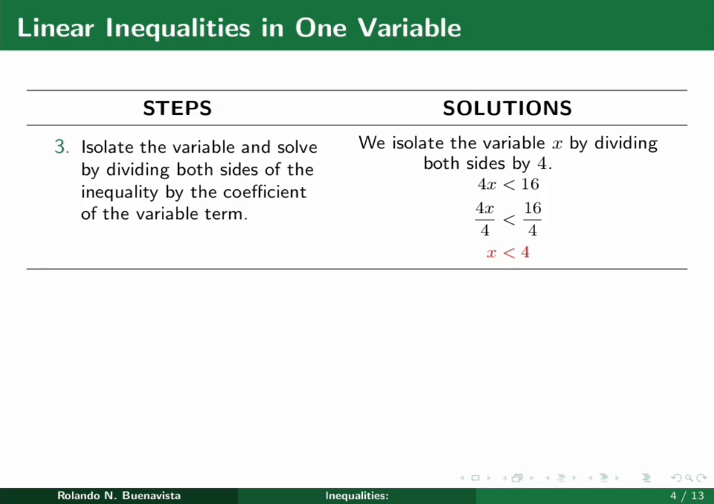Moving on to step 3, we have to isolate the variable and solve by dividing both sides of the inequality by the coefficient of the variable term. Our obtained inequality in step 2 is positive 4x less than 16. Observe that the coefficient of our variable x is positive 4. We divide both sides of the inequality by 4. Then we have positive 4x divided by 4 less than 16 divided by 4. Simplifying, we obtain the solution set of our given inequality, and that is x is less than 4.